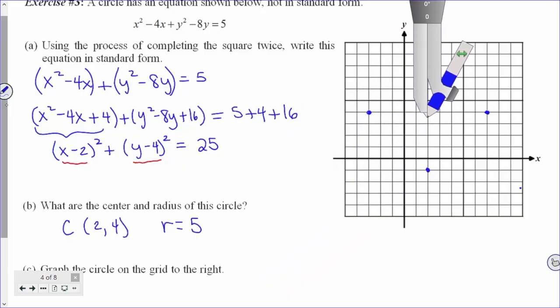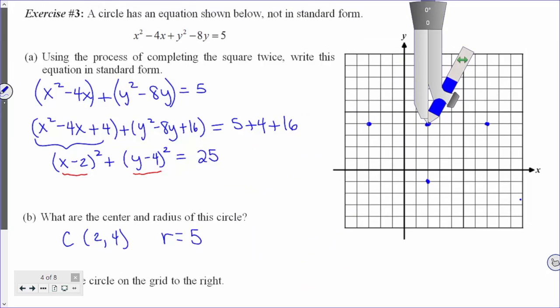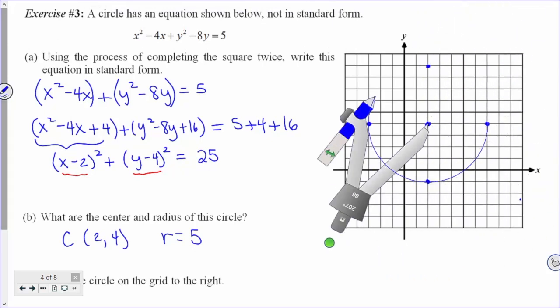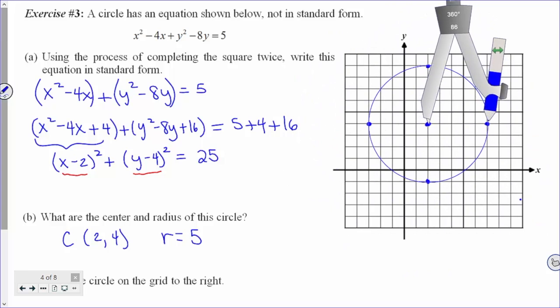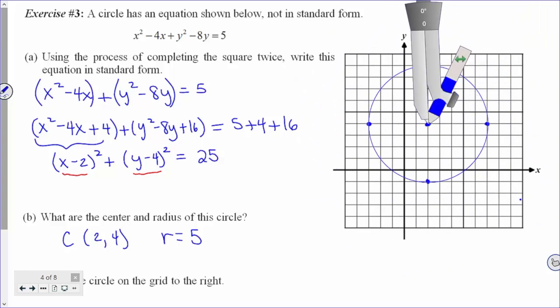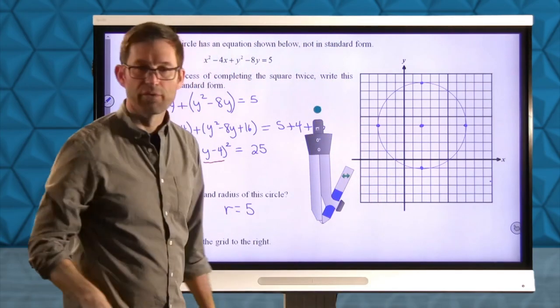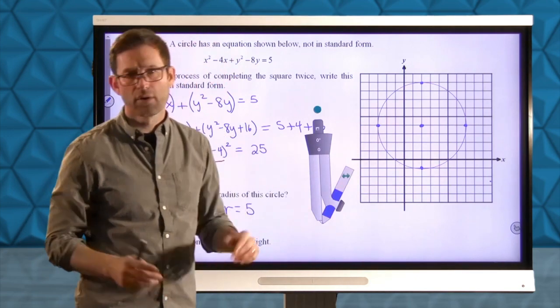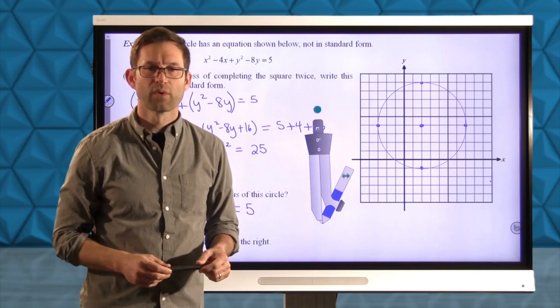You don't absolutely have to have those 4 graphed, but it's nice because then when you bring your compass up, maybe bring my paper up a little bit, stretch this out, you really have a good sense for the graph of your circle. And there it is. Maybe not the darkest line on earth, but it gets the job done.